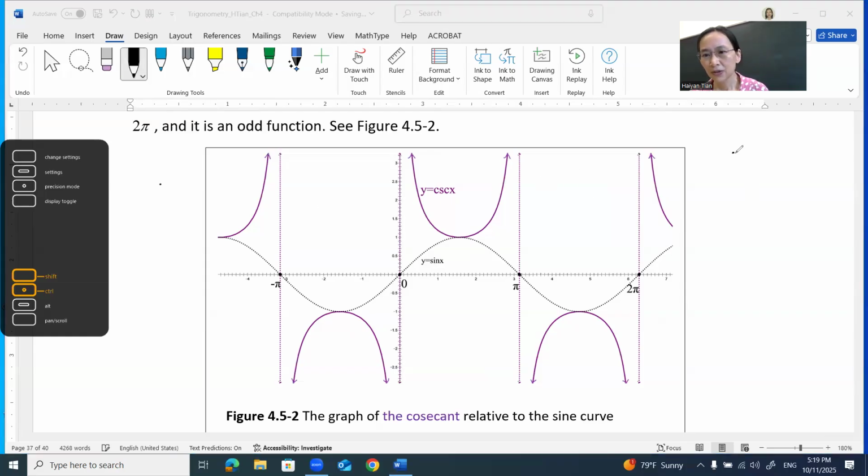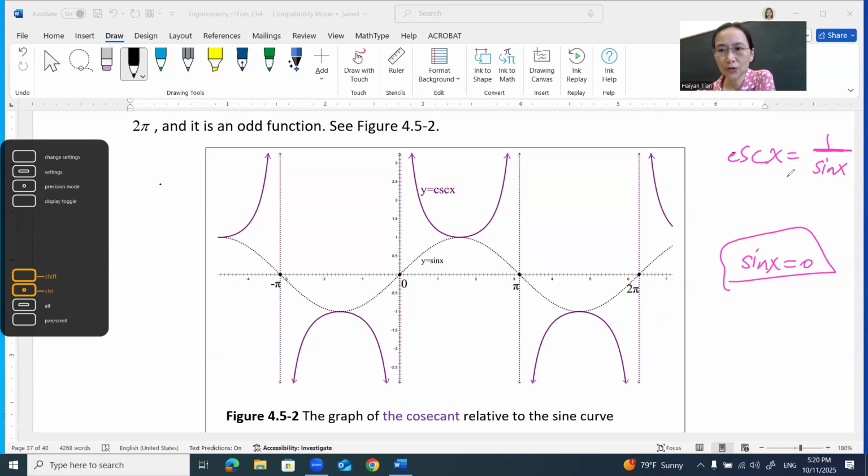And let's write our cosecant function. Cosecant x is a reciprocal of sine x. That's a reciprocal identity, right? So of course, cosecant function is defined only if the sine function is not zero. That means when sine function is zero, then the cosecant is undefined because you're dividing by zero, or 1/0. So they are reciprocal to each other. So whenever one is zero, the other is undefined.